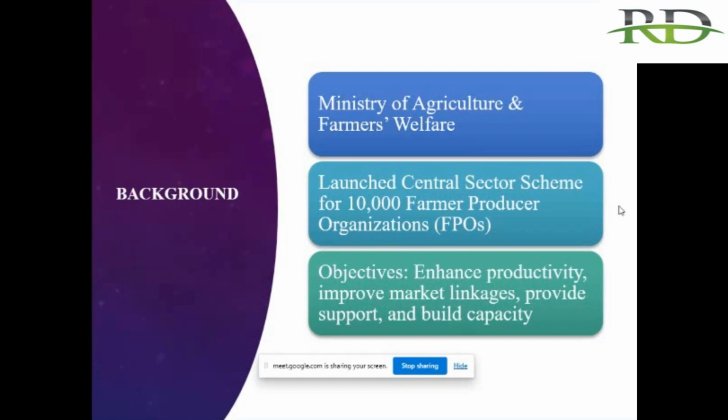So the background is that the Ministry of Agriculture and Farmers Welfare launched the central sector scheme for 10,000 farmer producer organizations. That means they launched the central sector scheme to create 10,000 farmer producer organizations. This was their target. Creating these farmer producer organizations was to enhance productivity, improve market linkage, provide support, and build capacity. But what is a farmer producer organization?